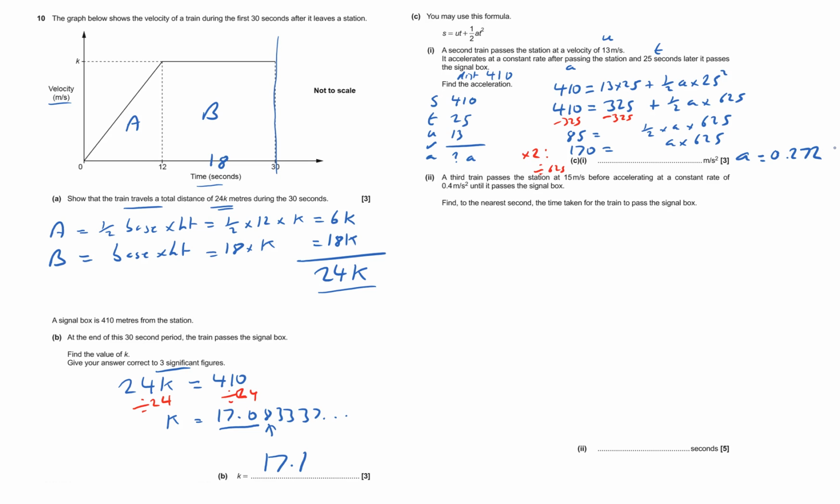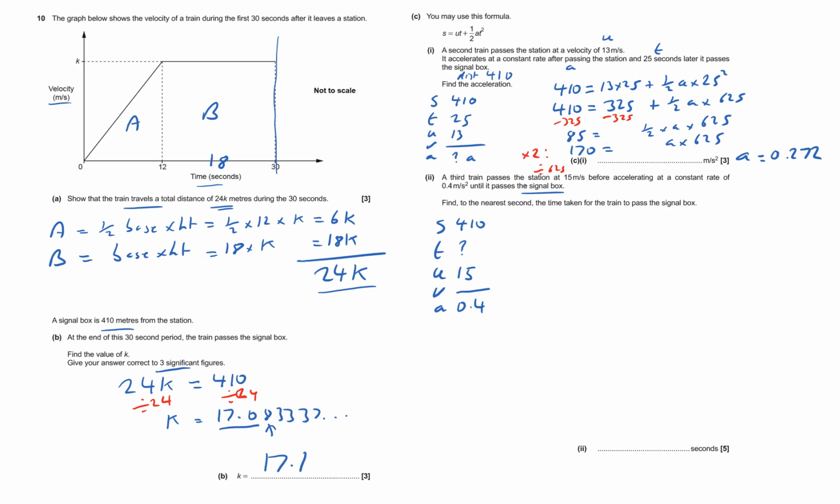I'm going to try the SUVAT thing on this bit. So we've got SUVAT, where s is our distance. Now we've got, again, before it passes the signal box, and the signal box we know is 410 meters, so that's 410. We are told, no, we're not told t, we want to find out what t is, so that's going to be our question mark. It passes the station at 15 meters per second, so u is 15. We still don't know about v, the final velocity, but we do know the acceleration is 0.4. So now we can put it into here.